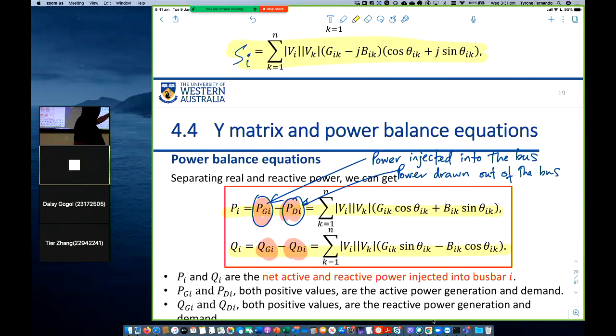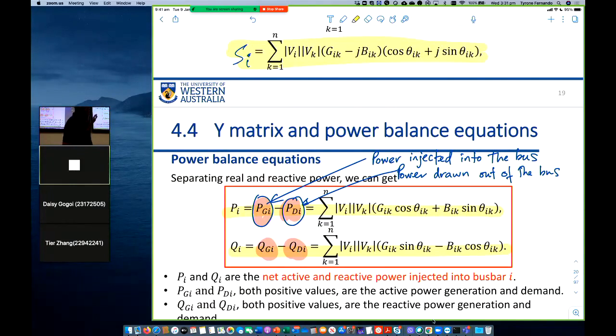Okay, if I look at the real part on the right hand side of that equation, what am I looking at? Remember, I'm multiplying two complex numbers. Gik is real, multiplied by cos theta ik will give me a real number. Minus j bik multiplied by j sin theta ik will give me a real number, because j squared equals minus 1. So the real part on the right hand side, we clearly know what that is, because there are two terms.